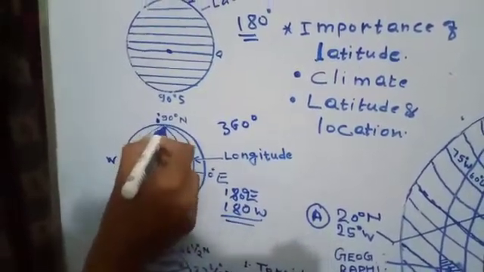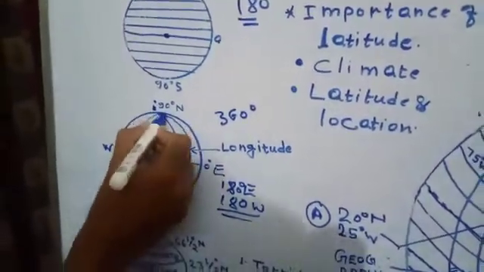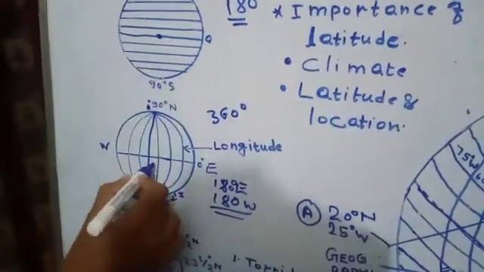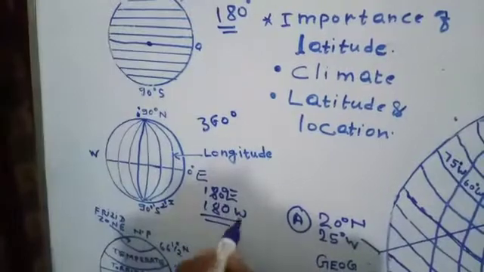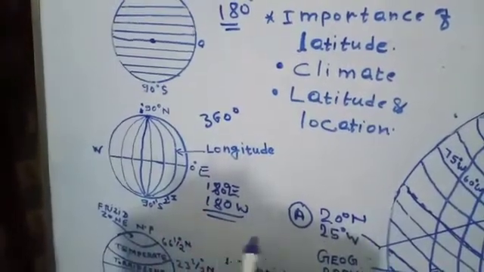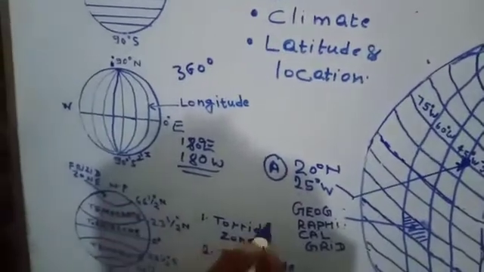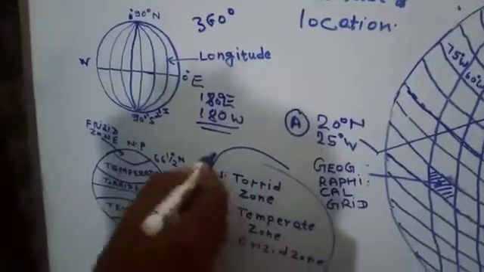Students, these longitudes meet each other near the poles. That's why, unlike latitudes, these are not parallel lines. Okay, now before I start explaining the longitude in detail, first of all we are moving towards the climatic zones on our earth surface.